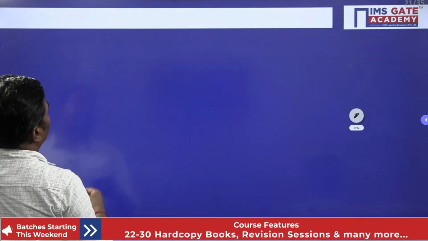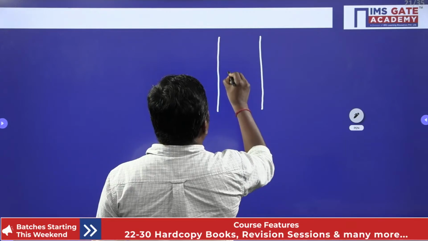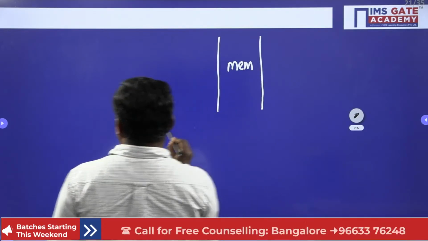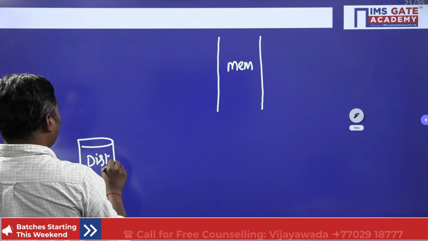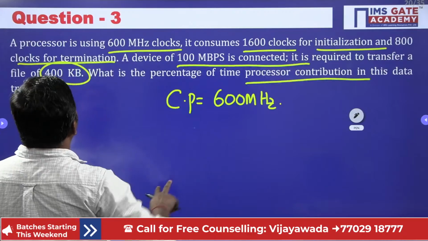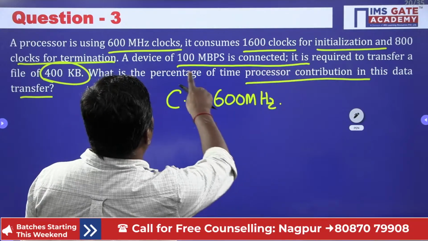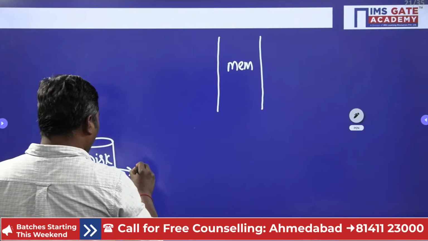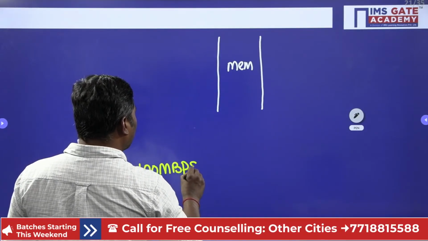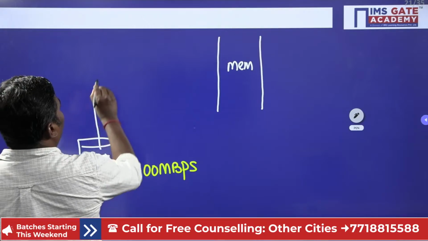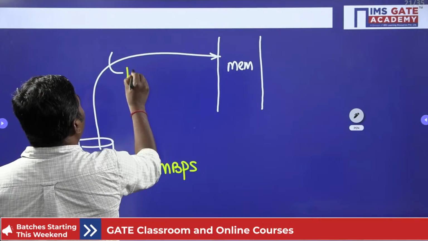So now let us understand how we can solve this. This is a memory, where I want to transfer data from a device. This is a disk. What is the disk rate? Somewhere 100 Mbps is connected. So 100 bytes per second is transferring. So we have to transfer from disk to memory, by using what? By using the DMA controller.